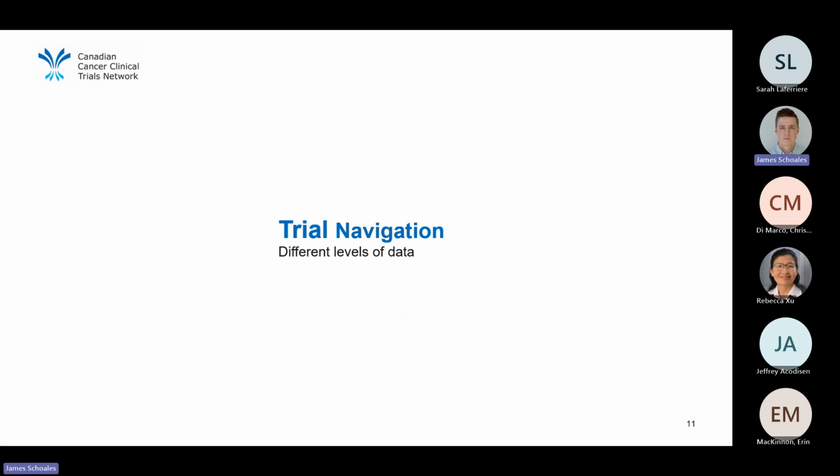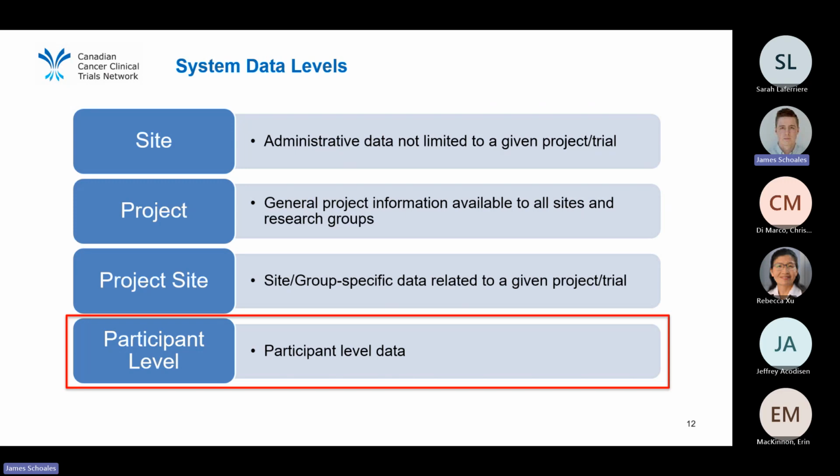So next is trial navigation, different levels. So again, it's still the same data levels within the system. You still have your site, project level, project site, and what was previously referred to as patient level is now referred to as the participant level. So it's still the same idea. You saw the project level, which is green, project site, which is red, and then the participant level, which is blue.